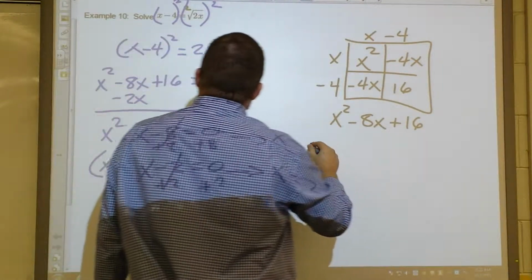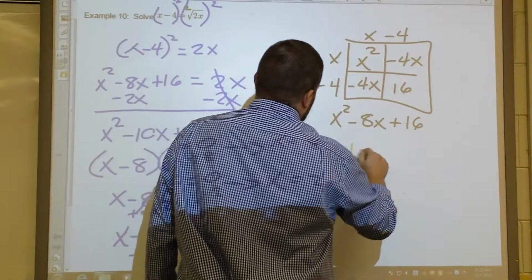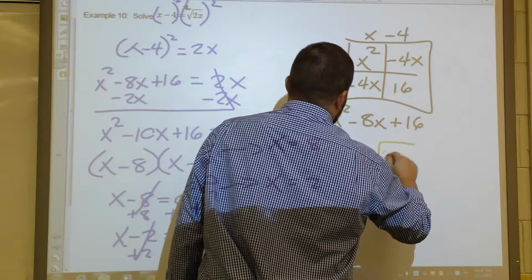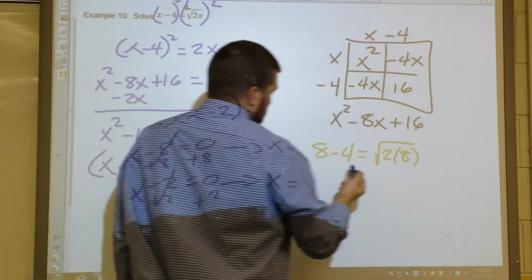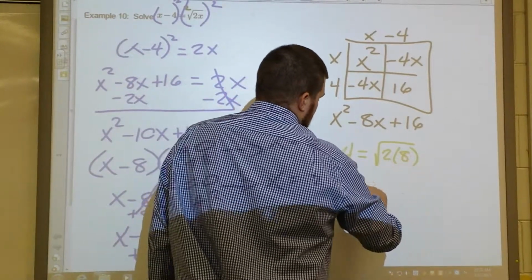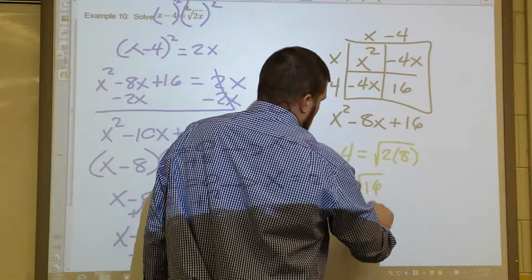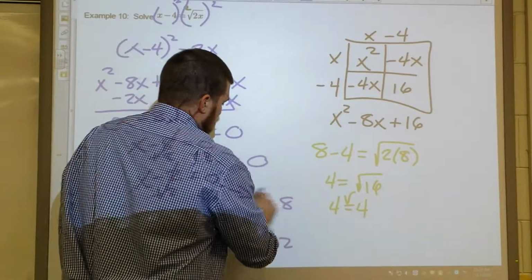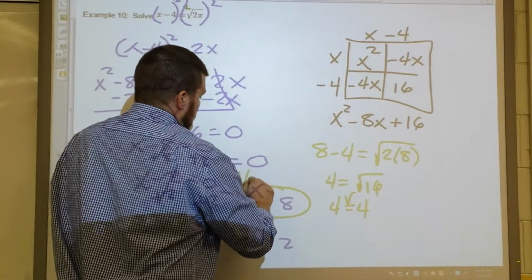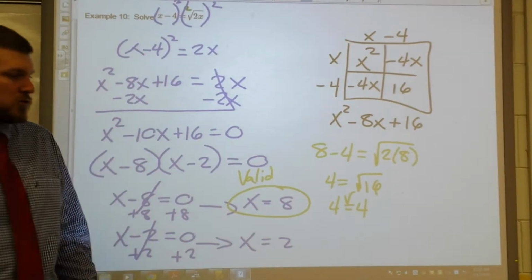So I have, for x equals 8, let's do that in yellow. So I have 8 minus 4 equals the square root of 2 times 8. Clean it up as much as I can. So 8 minus 4 is 4 equals the square root of 16. And we know the square root of 16 is 4, so 4 equals 4, which is true, that works. So x equals 8 is called a valid solution or a true solution. Valid is just a fancy math word for true.